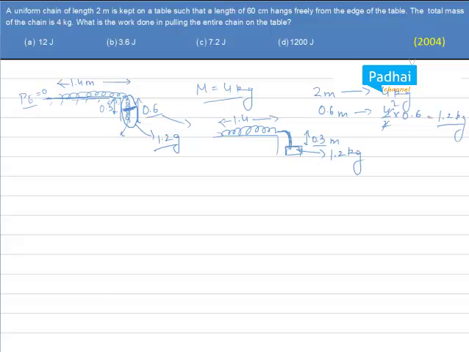So this is basically the question. Now you have to pull this block onto the table. How much work needs to be done? So work done will be equal to the change in potential energy, right? So how much potential energy we have to supply? Basically we have to supply mgh: 1.2 into g, basically 10, into h, 0.3. This is basically mgh. This much work you need to do so that this block can come on the table. So this will be equal to what? 1.2 into 3, which will be equal to 3.6 joules. So that means option B is correct.